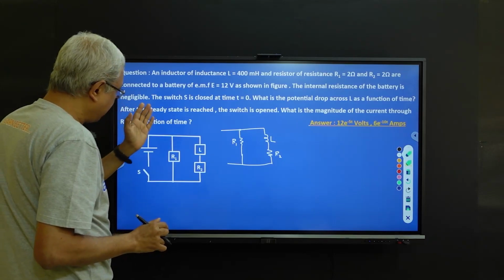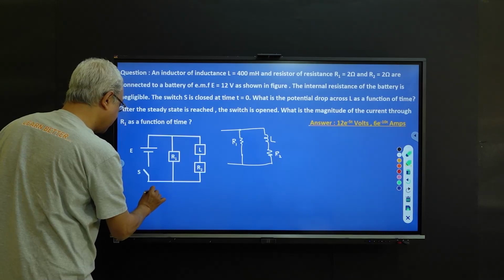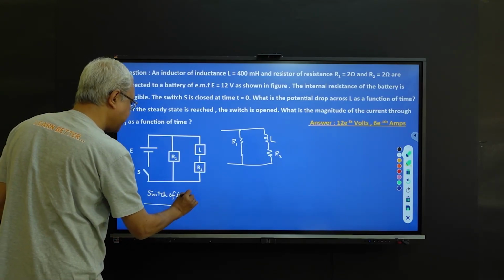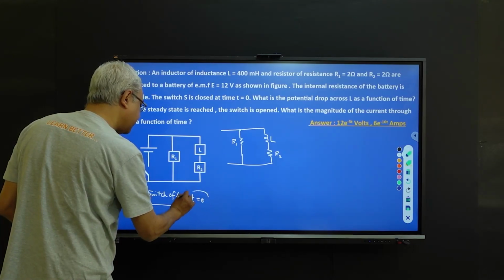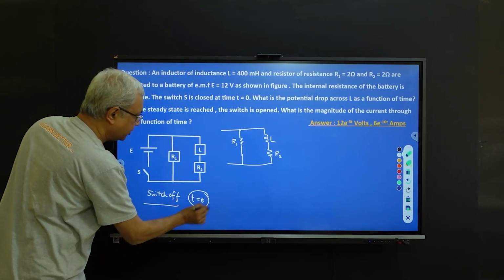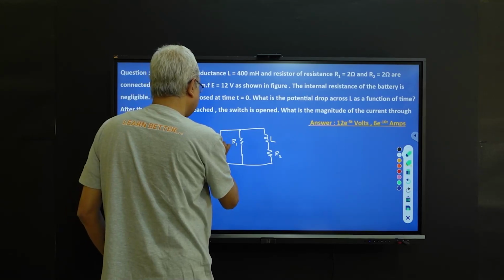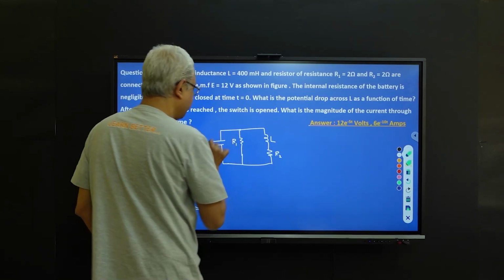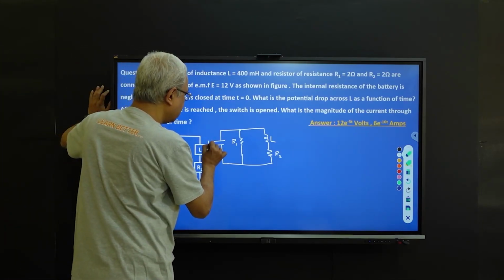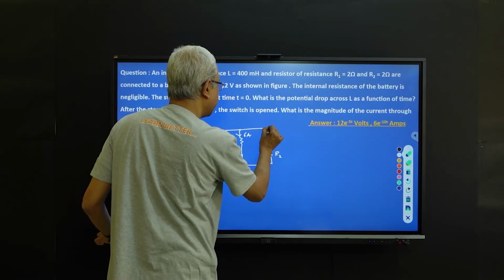But what happens if I again switch off? Assume that the switch off is made at t equal to 0 again. That means again I am counting a new time frame, a new time scale. That means just before switch off, the circuit was looking like this. This is 12 volt and here 6 ampere current was flowing.